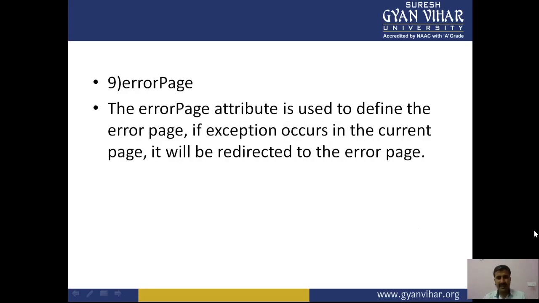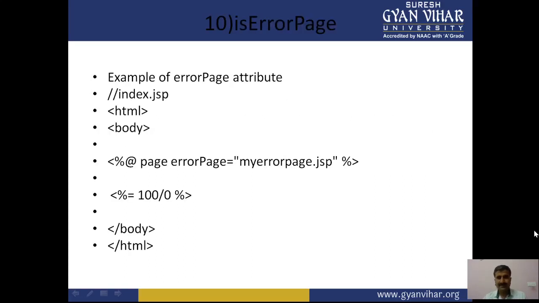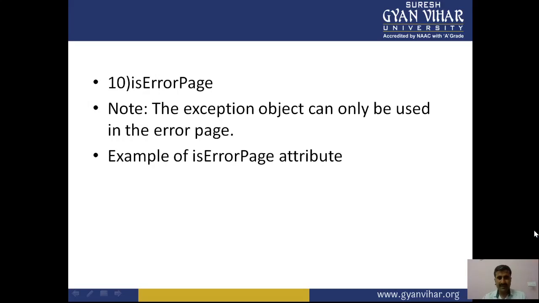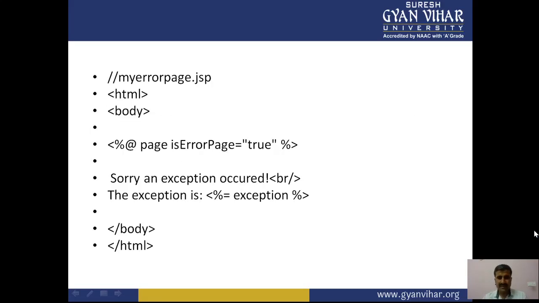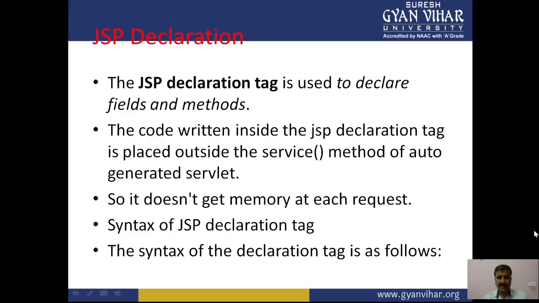Error page. The errorPage attribute is used to define the error page. If an exception occurs in the current page, it will redirect to the error page, like errorPage equals my error dot JSP. The exception object can only be used in the error page. An example of an error page is: Sorry, exception occurred.